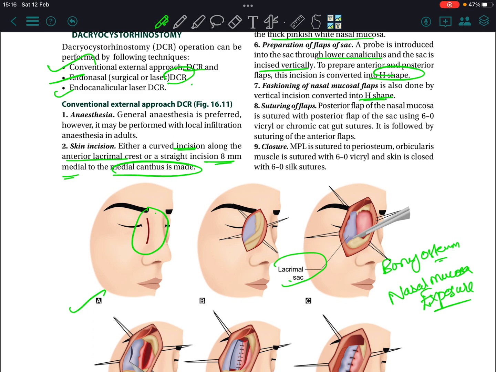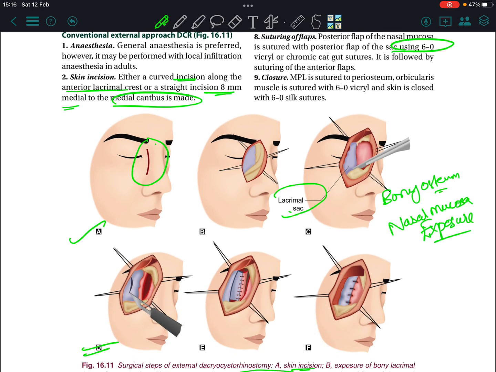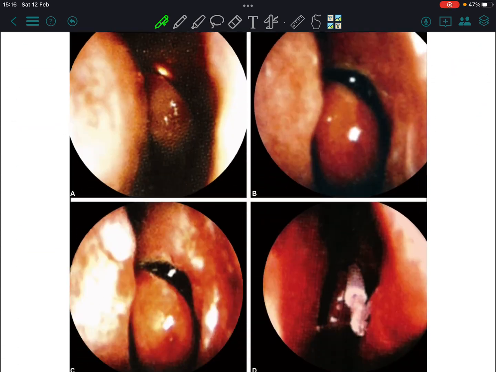Suturing of flaps: the posterior flap of the nasal mucosa is sutured with the posterior flap of the sac using 6-0 Vicryl or chromic catgut sutures. Closure: the MPL is sutured with periosteum and orbicularis muscle with 6-0 Vicryl. Skin is closed with 6-0 silk sutures.